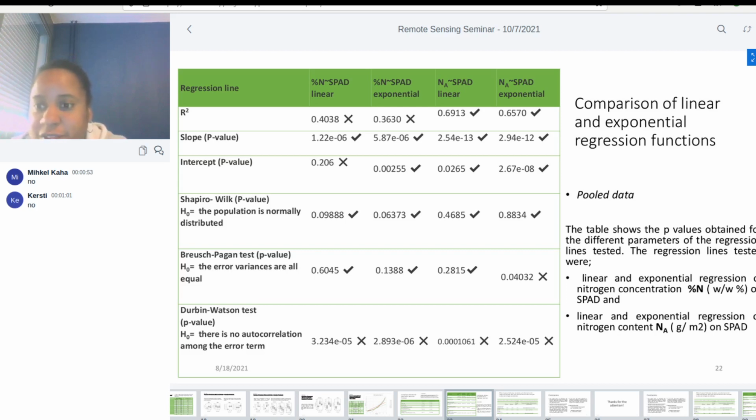test for the residuals. Then we have nitrogen content, or nitrogen per area, which seems to be better explained by the SPAD value, and the linear relationship seems to be better to describe the nitrogen per area as a function of the SPAD value. But again, this one failed the test that was performed for the autocorrelation among the error terms. And the exponential one was also not very satisfactory and had a lower determination coefficient.